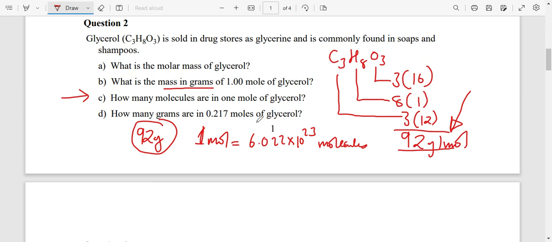On the grams, what did you find? It's 92. What is the mass in grams of 1 mole? So 1 mole of this is 92 grams. You just get it from the molar mass.